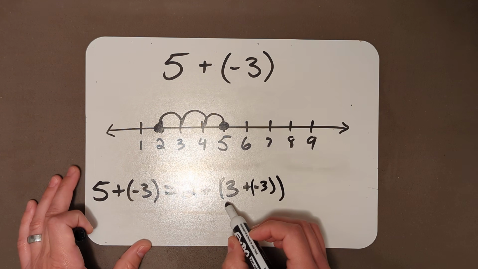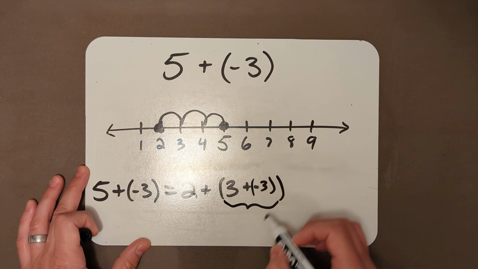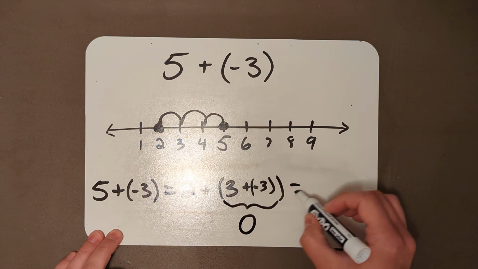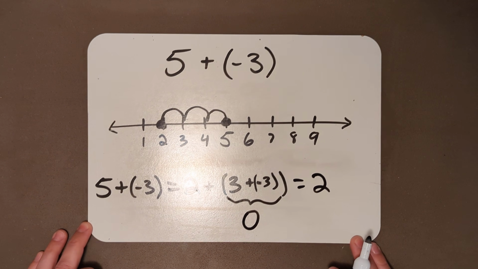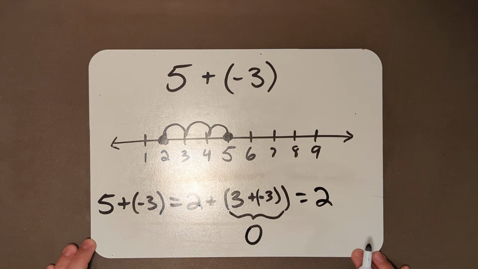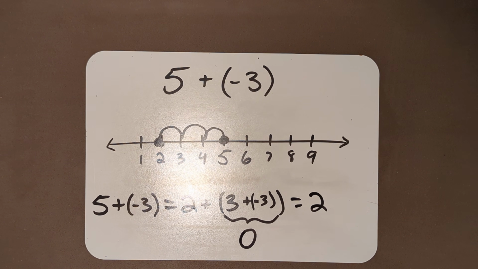And then this 3 plus -3, right? Those are our 3 zero pairs. Those are equal to 0. Sorry, this is 2 plus 0 over 2. A little glare there. Okay, so that's our first one.